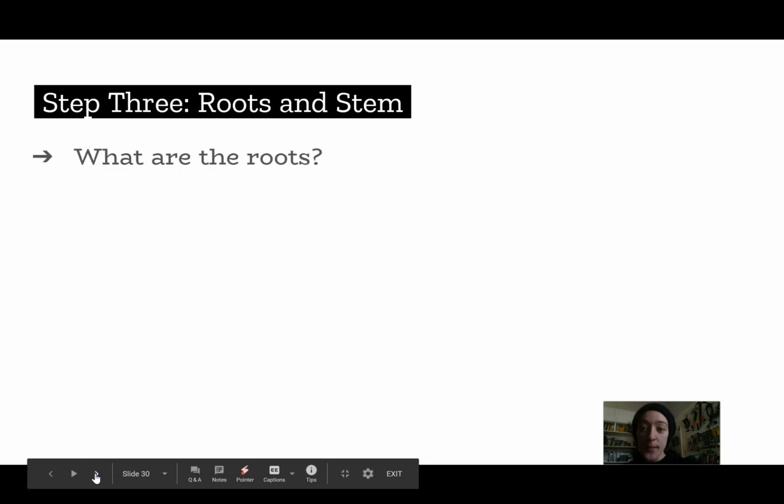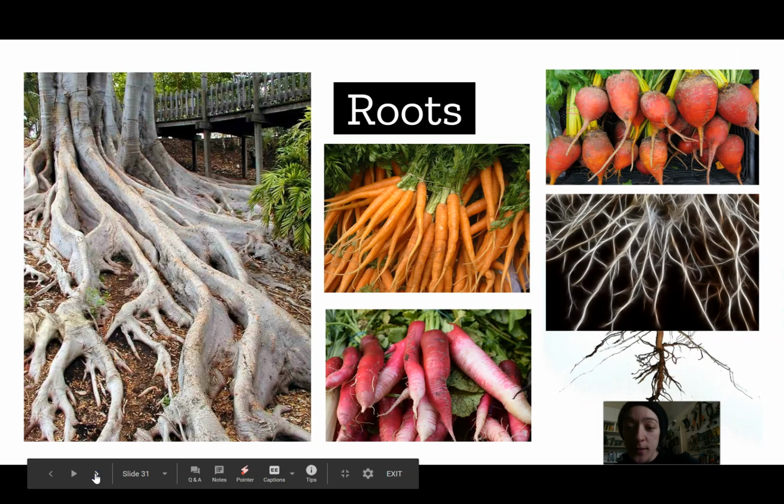So step 3, roots and a stem. First question, what are roots and what is a stem? Let's make sure we're on the same page. I'll show you some pictures. So these are roots. I'm sure you've seen them before.